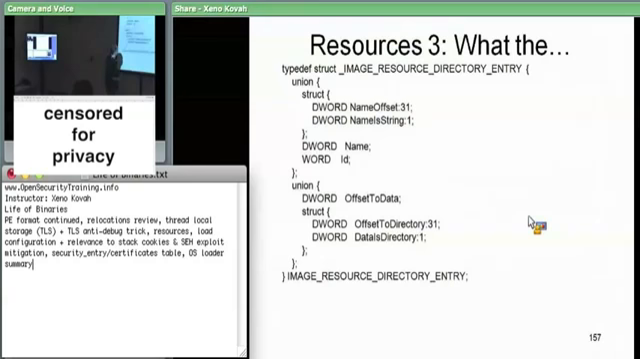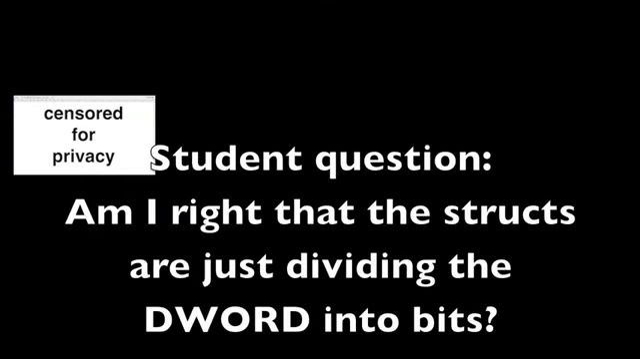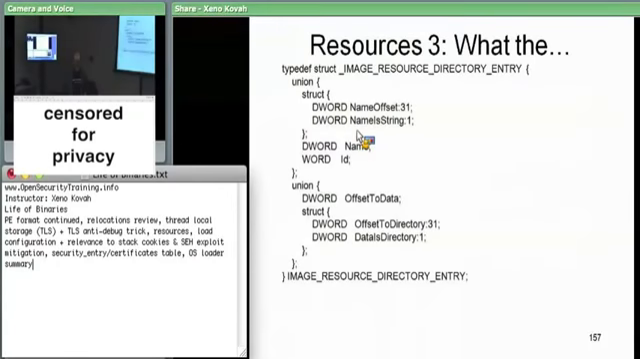So how it actually works is, we can see there are two big unions. And each of those unions has one D word, two D words, and then a word. Basically, for those who haven't seen it before, this is the C syntax for bitwise things.